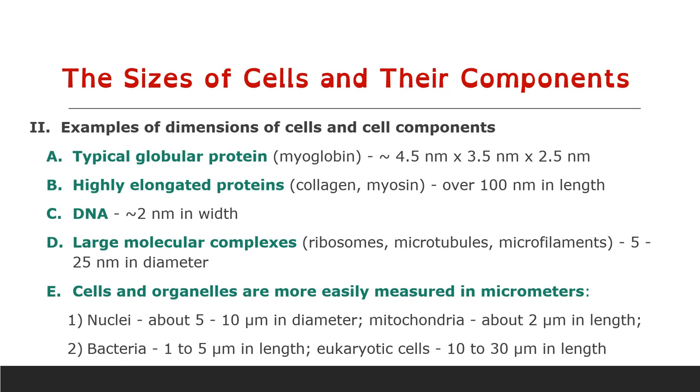So, sizes of cells and their components. We have here some examples of the dimensions of cells and their cell components. A typical globular protein like myoglobin is around 4.5 nanometers by 3.5 nanometers by 2.5 nanometers. You also have highly elongated proteins over 100 nanometers in length. DNA is approximately 2 nanometers in width. Large molecular complexes like ribosomes, microtubules, and microfilaments are 5 to 25 nanometers in diameter. And cells and organelles, like the nuclei and the bacteria, are more easily measured in micrometers.